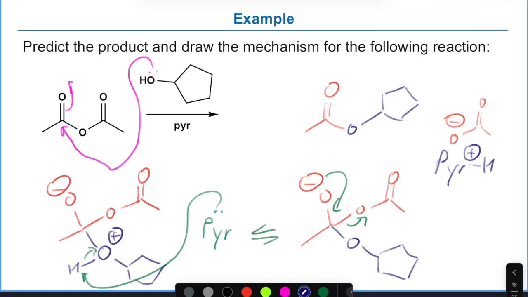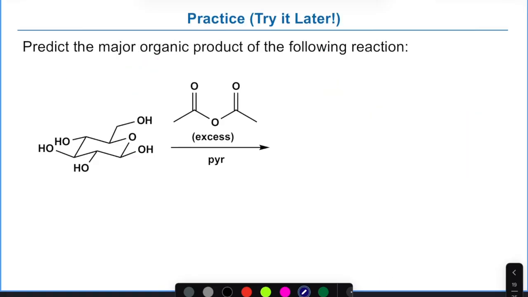Now, I want you guys to work through this. What would happen if you took a molecule like this, acetic anhydride, with excess of this, as much as you need? What happens to this system if you get to the following product?